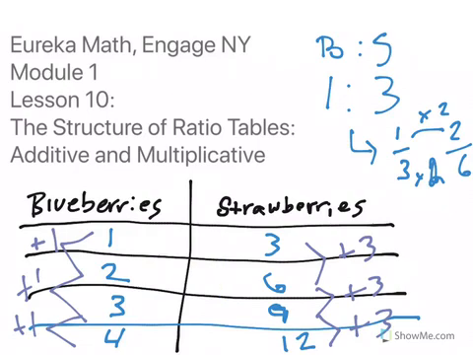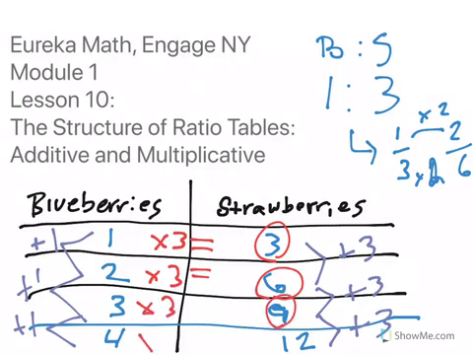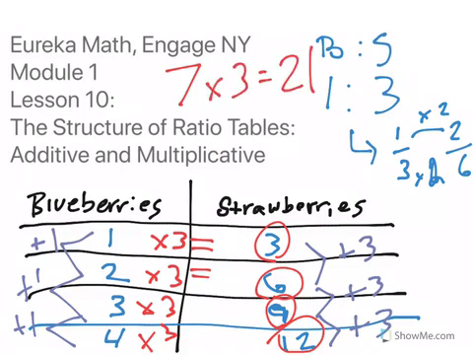The blueberries and strawberries also have a relationship to one another, because 1 times 3 will give you 3. 2 times 3 gives you 6. 3 times 3 gives you 9. 4 times 3 gives you 12, etc. So as we go down the list, if I told you there were 7 blueberries, you would know, I've got to multiply that by 3 to get the number of strawberries, which would be 21.